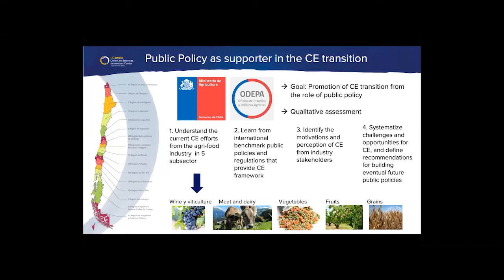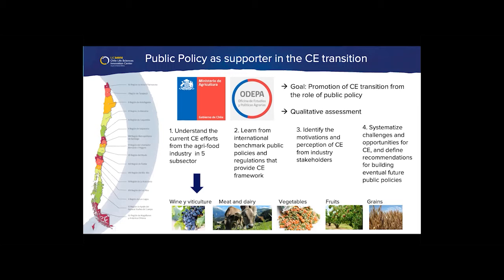So how can public policy become a supporter in this transition? The main questions and elements that this qualitative assessment study consists of: first, understanding the current circular economy efforts. What is being done today in Chile? What kind of efforts are the industry or the public sector already doing, and what is the starting point? The scope of this work was only for these 5 subsectors: wine and viticulture, meat and dairy, vegetables, fruit production, and grains.